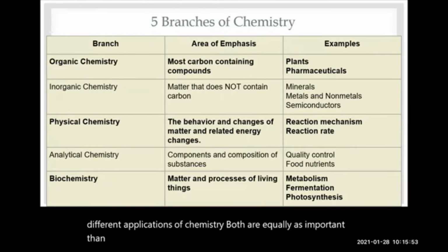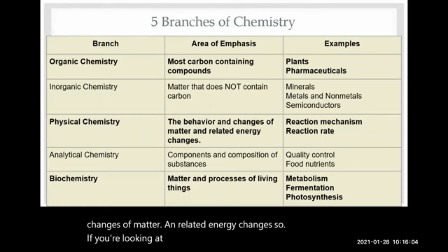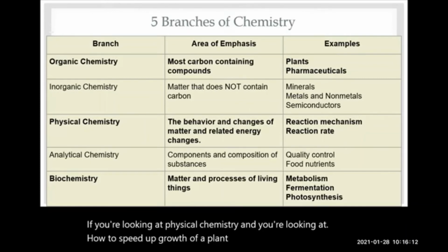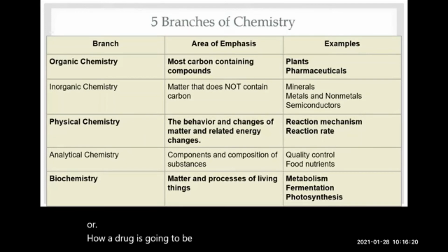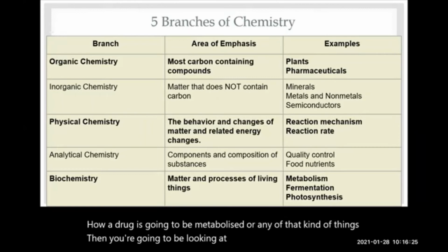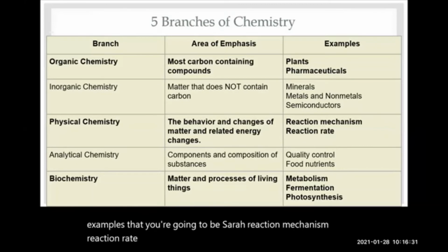Then you have physical chemistry, and this is the behavior and changes of matter and related energy changes. So if you're looking at how to speed up growth of a plant, or how to increase metabolism, or how a drug is going to be metabolized, or any of that kind of thing, then you're looking at physical chemistry. And the examples that you're going to use are reaction mechanism, reaction rate. How is this going to affect that?